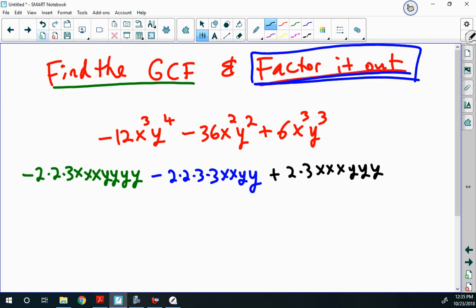So what's our GCF? Our GCF is what? It's not just 2. We can do better than 2. There's a 2, there's a 2, there's a 2. They all got a 2 in them. They all got a 3 in them. There's a 3, there's a 3, there's a 3. Keep going.